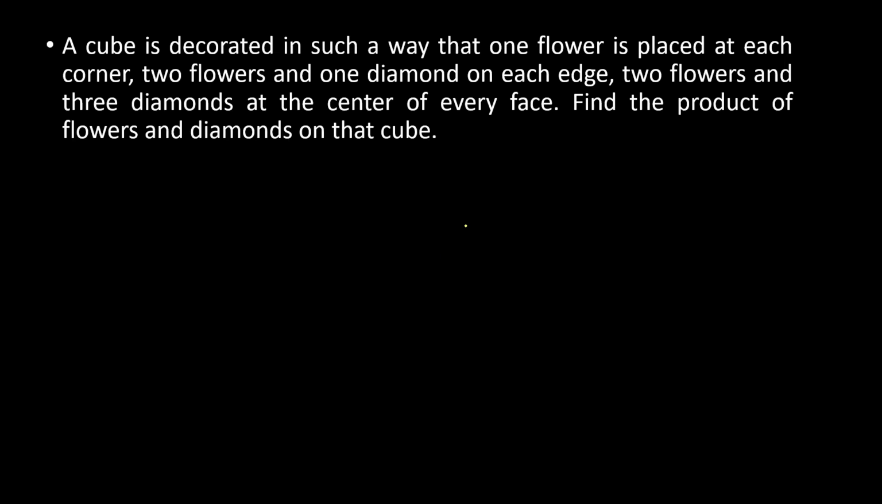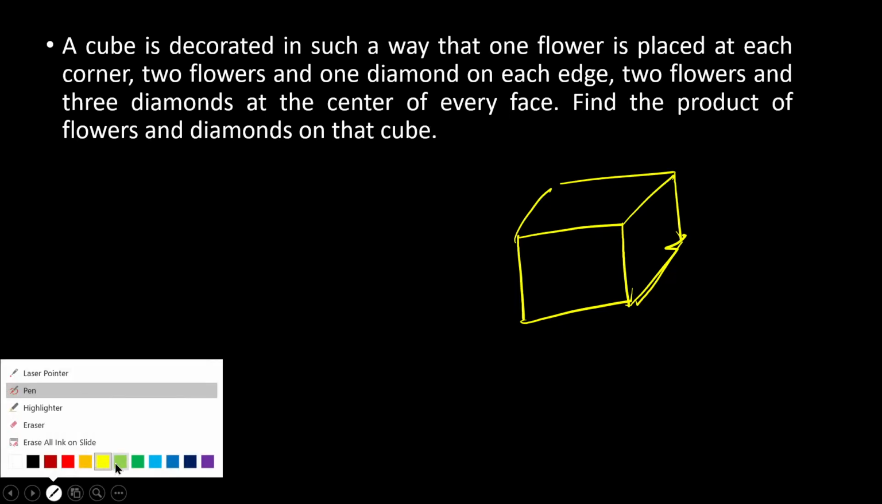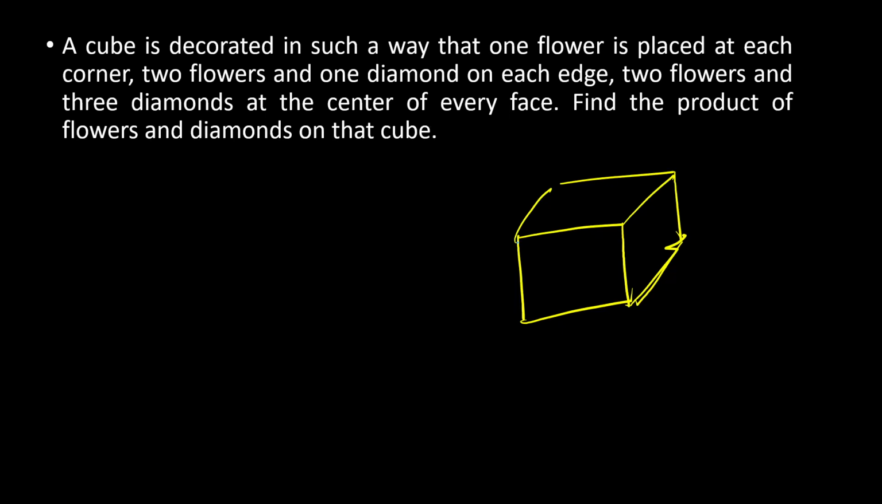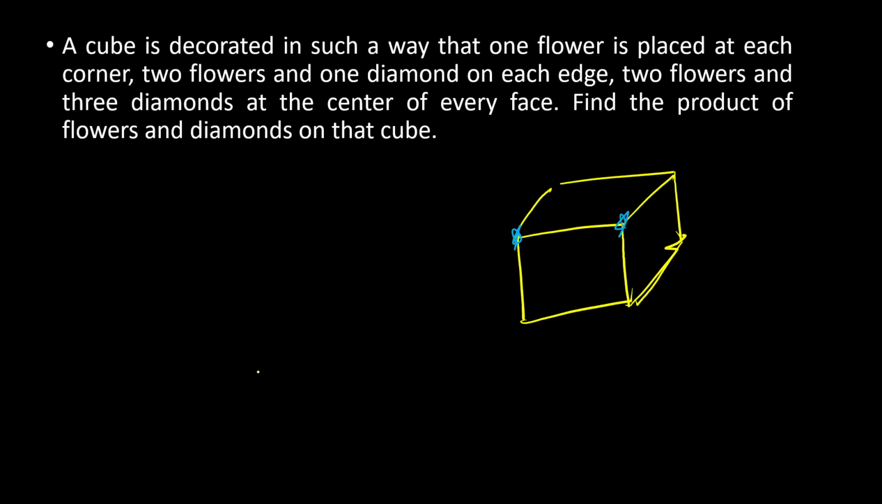Now, a cube is decorated in such a way that one flower is placed at each corner. Let us draw a cube again. If this is the cube, a cube is decorated in such a way that one flower is placed at each corner. Let it be a flower. One flower is placed at each corner.